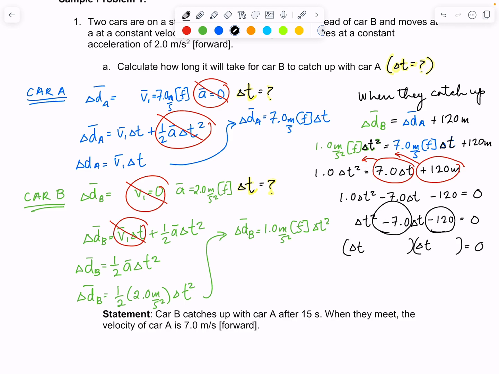I can think of two numbers, and therefore we could factor this easily. Those two numbers are, if you have guessed, negative 15 and positive 8. Negative 15 times 8 equals negative 120, and negative 15 plus 8 equals negative 7.